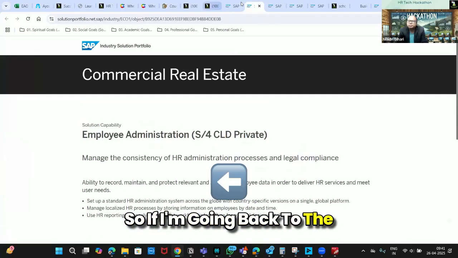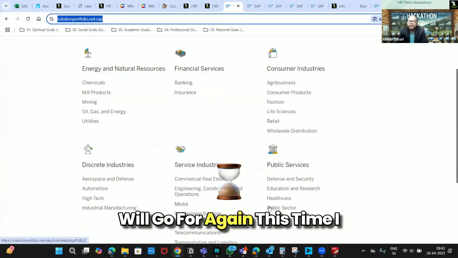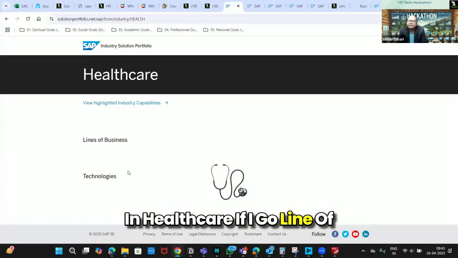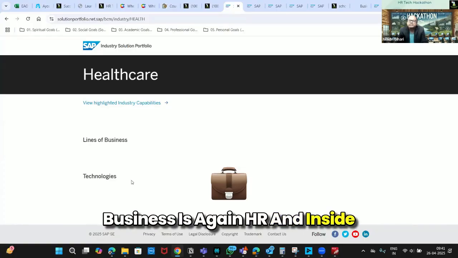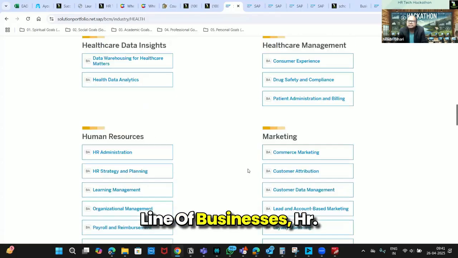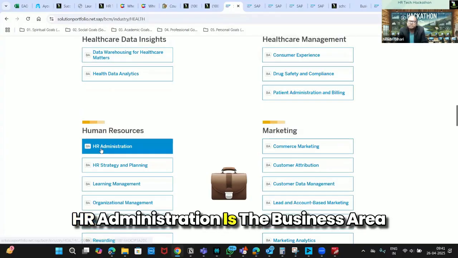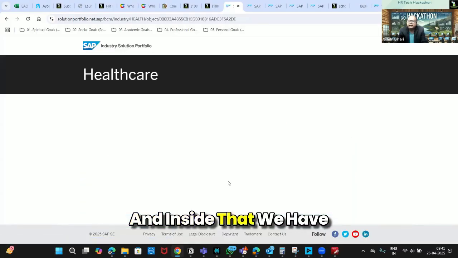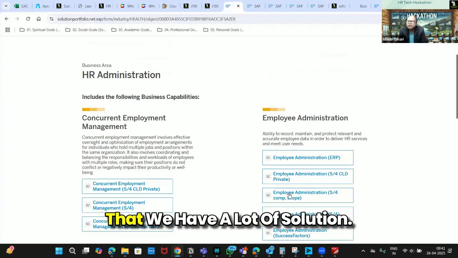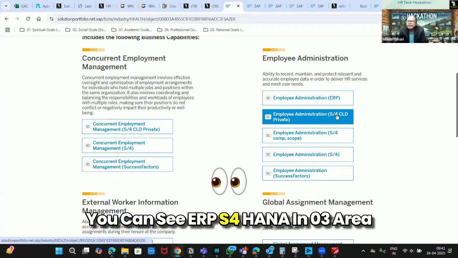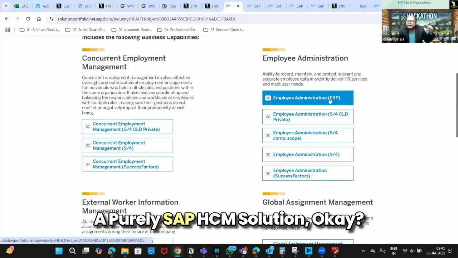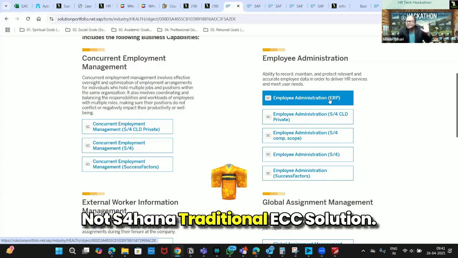Going back to the portfolio, let's say this time I go for public sector or healthcare. In healthcare, the line of business is again HR. Inside that, HR administration is the business area. Inside that, we have the business capability, employee administration, which is the L3 capability. Inside that, we have a lot of solutions. You can see ERP, S4 has three areas, and SuccessFactors. Whenever I say ERP, this is purely the SAP HCM solution, not S4HANA, the traditional ECC solution.